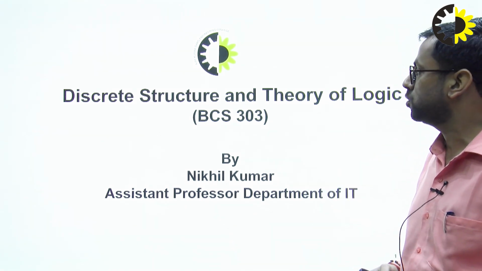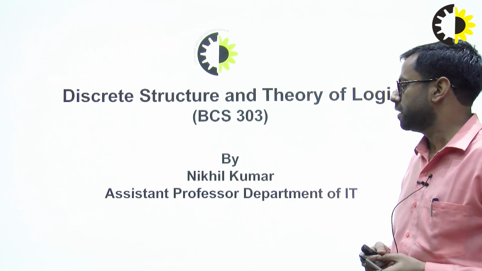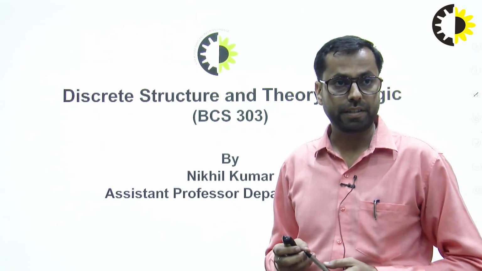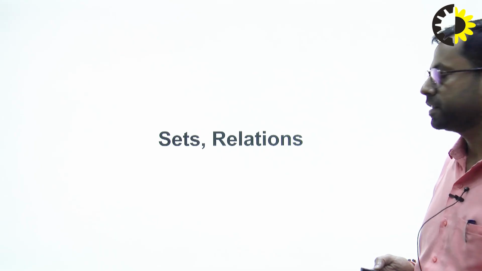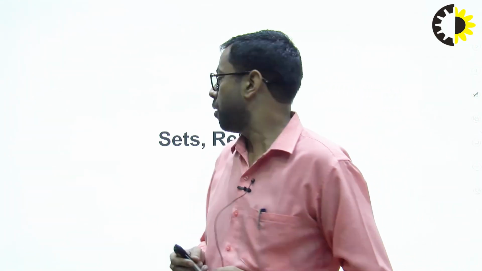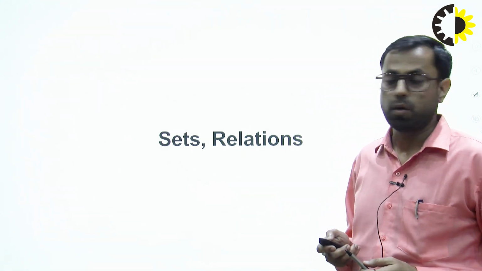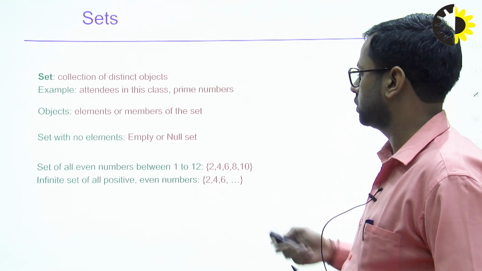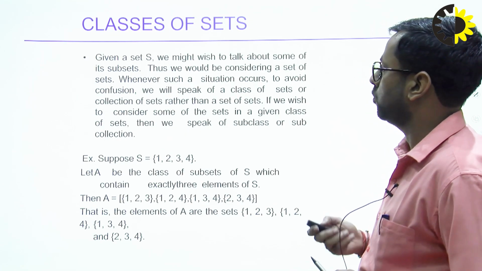Today we have the lecture on Discrete Structures and Theory of Logic. The code is BCS 303, and it is basically a second year subject for IT and CSE allied branches. We covered sets and relations in the previous lectures, and we will also cover some of the most important points from sets and relations. So we will continue from where we left, since we have already discussed what sets are and these terms.